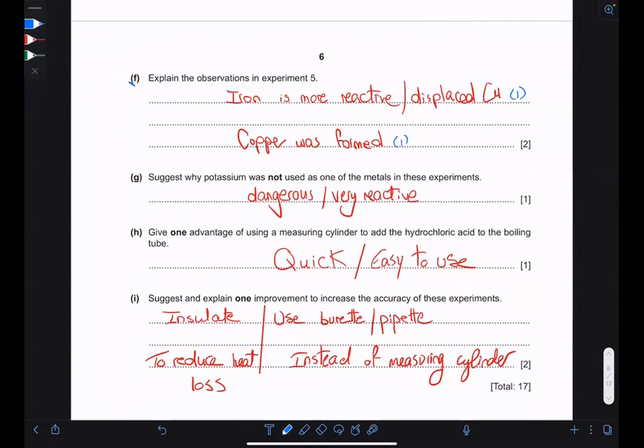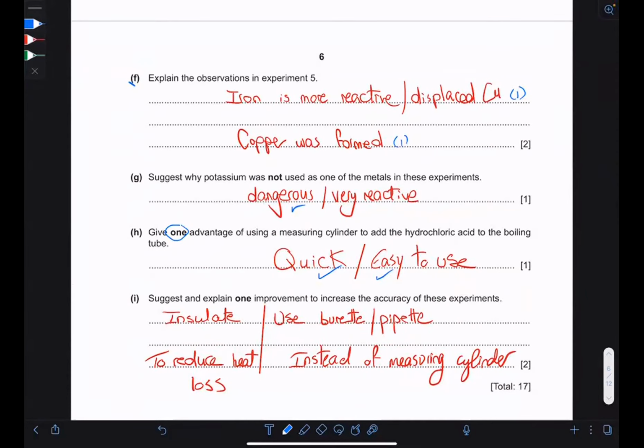Now, why was potassium not used? We never use group 1 metals in these reactions with acids because they are dangerous, very reactive, or violent, or will form a very violent reaction. What is one advantage of the measuring cylinder? Quick or easy to use. Of course, its disadvantage is that it's inaccurate, but he didn't ask here.